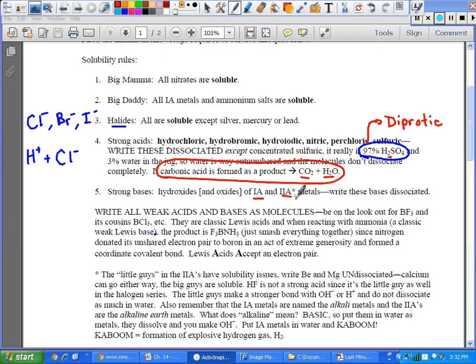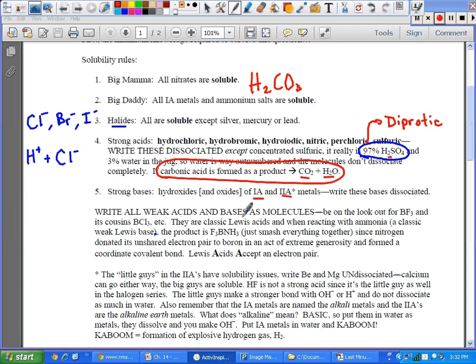No. It would be H2CO3 yields carbon dioxide plus water. It dissociates into that.